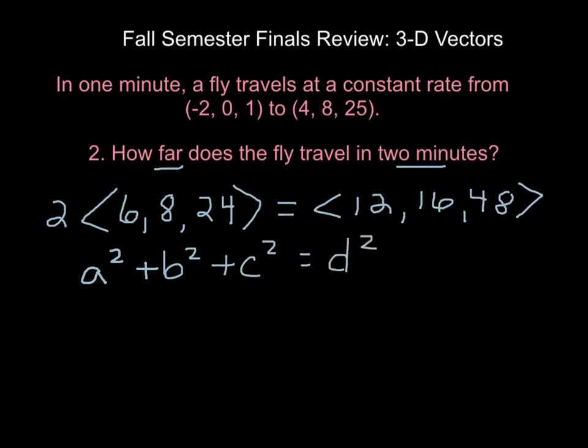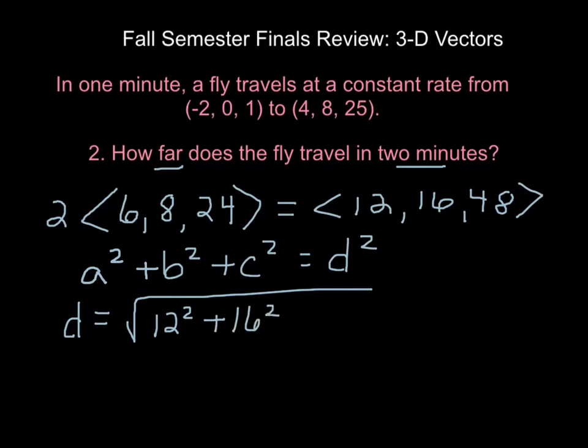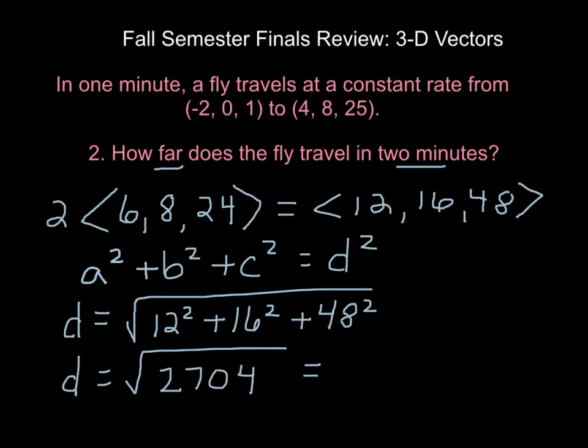So we can put it all together into one simplification here. D equals the square root of 12 squared plus 16 squared plus 48 squared, just to find the distance. And when you do the simplification there, I believe you get the square root of 2704, which is 52. So Mason was right. So that's the distance.